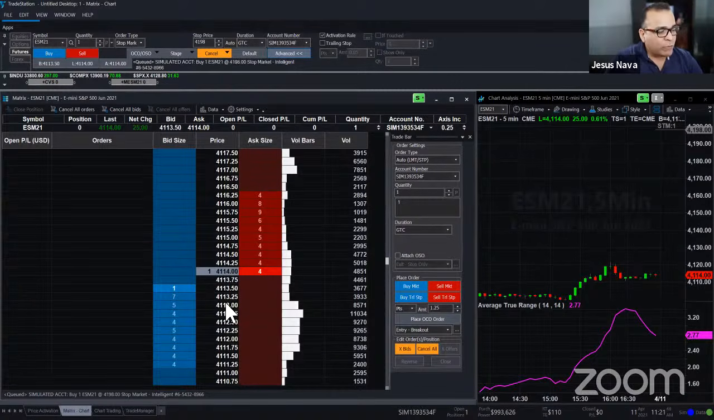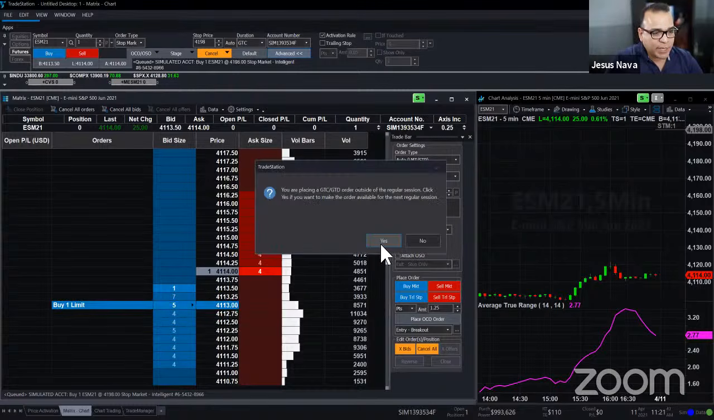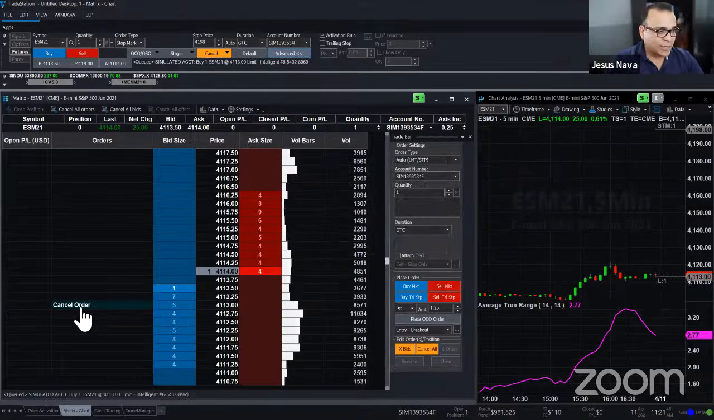But if I want to buy at 41.13, all I have to do is click here. It tells me that I'm placing it outside regular session. I'm going to say yes, and the order is sent. Do you see where it says B, 0 of 1? That's my buy order waiting there. So I have a very good visual of where my order is in relationship to what's happening in the market.